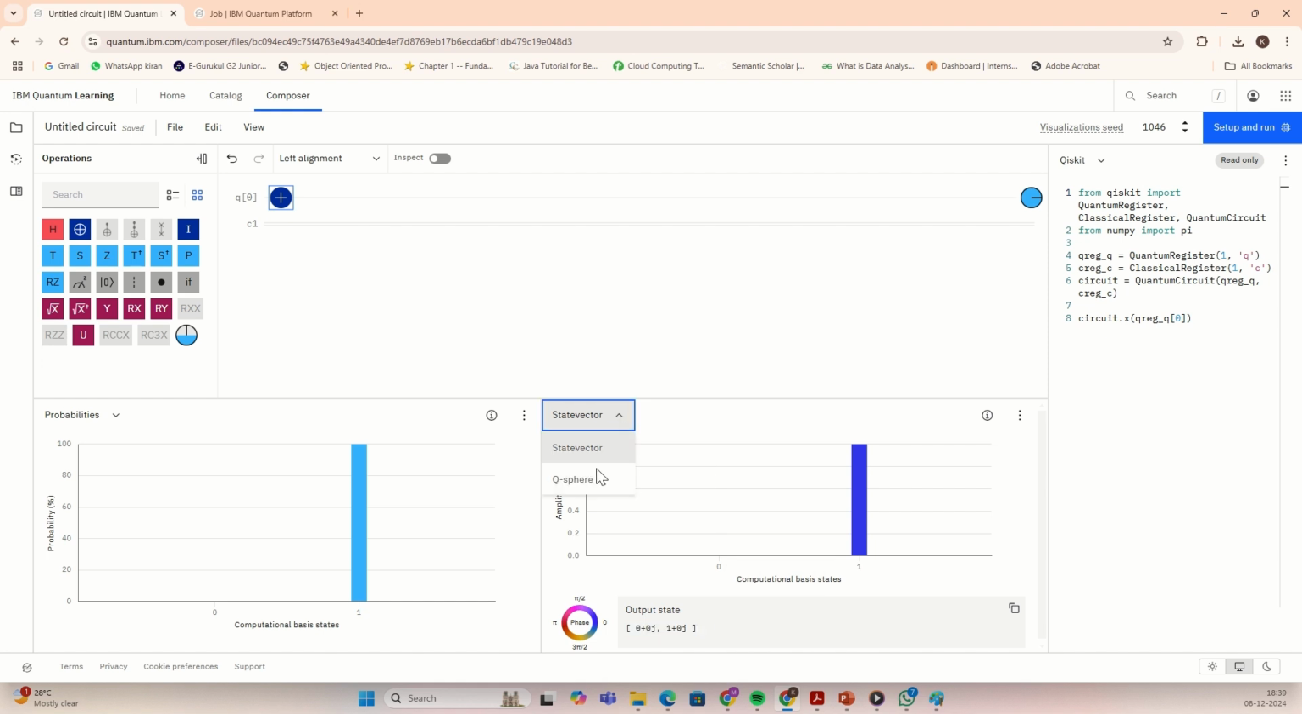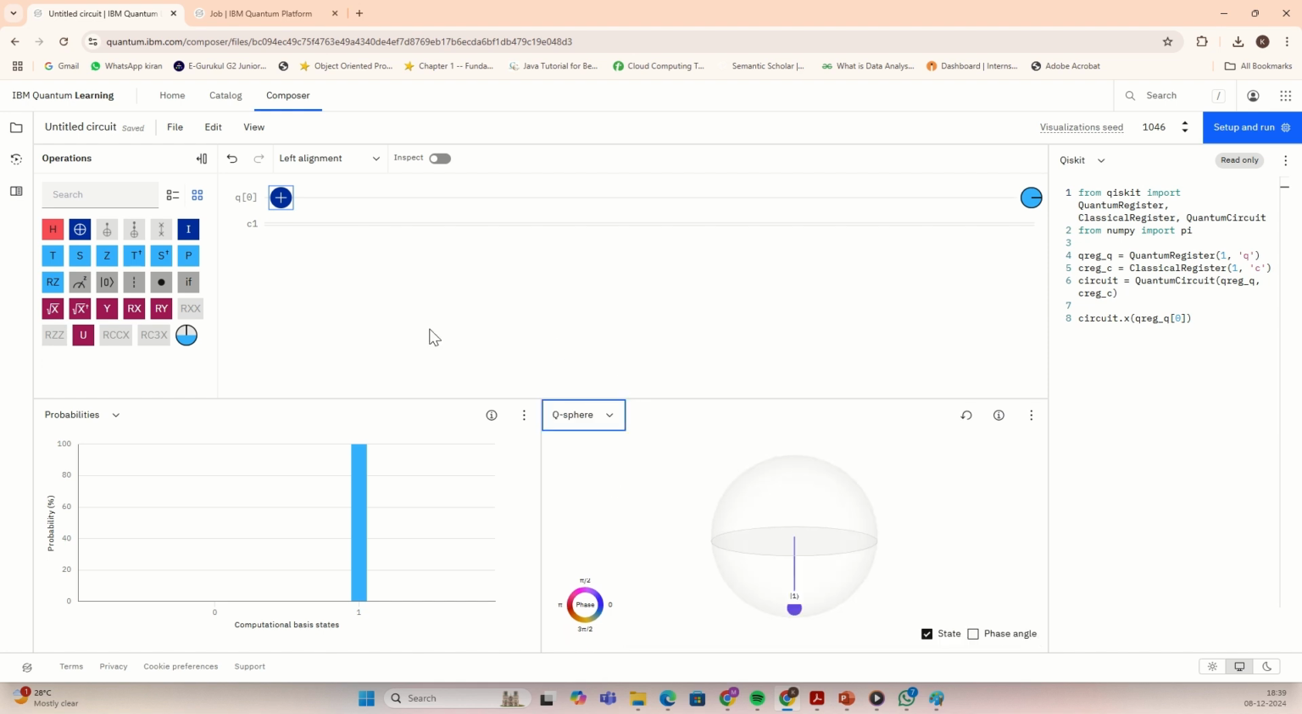Now I want to see the same thing on the Bloch sphere. When this Pauli X gate is not there, the input is |0>. When I apply this Pauli X gate over here, the output is |1>. A complete shift of pi is happening over here. So this is our output.